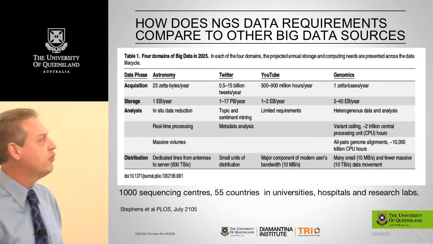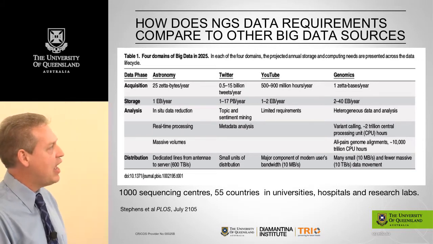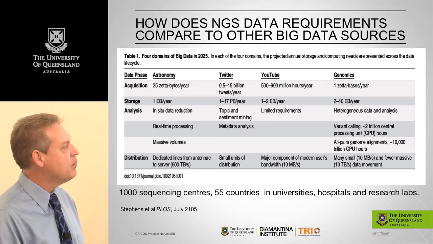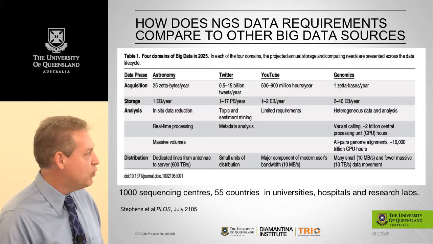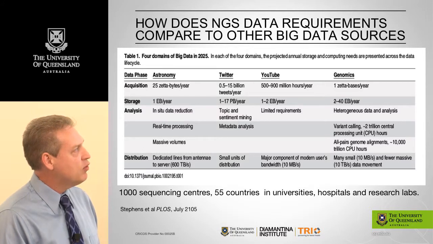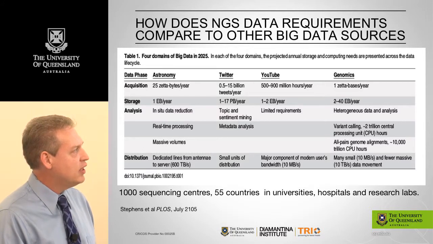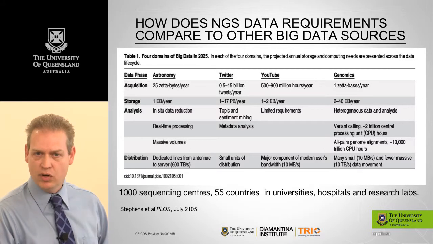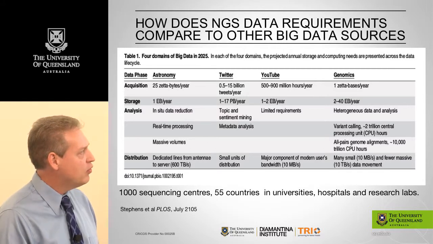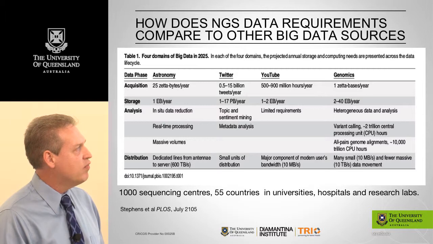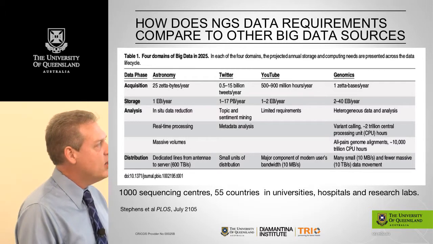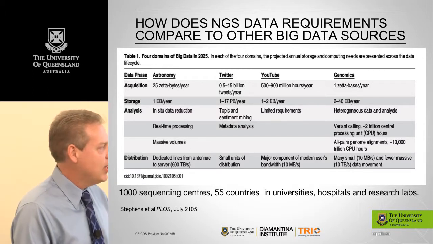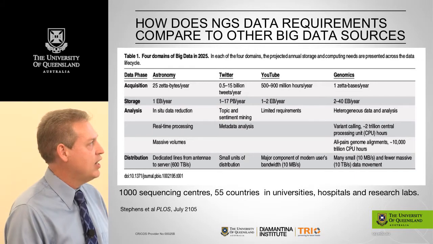The main difference is how the data is processed. Astronomy, they generate lots of data, but they process it very quickly and throw a lot away and only keep the good stuff. Twitter, there's lots of small bits of data coming in slowly, and it's very quick to process, and it's not very complicated to process. YouTube is going to get 500 to 900 million hours of video every year, but you only need to store that, and you don't need to analyze it very much. You just need to be able to give it to people at a certain rate.